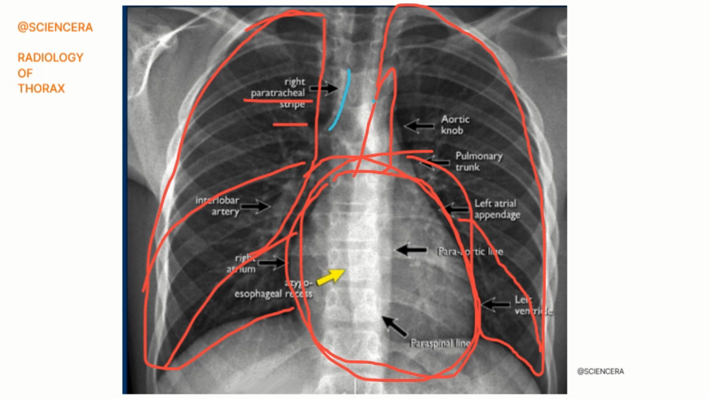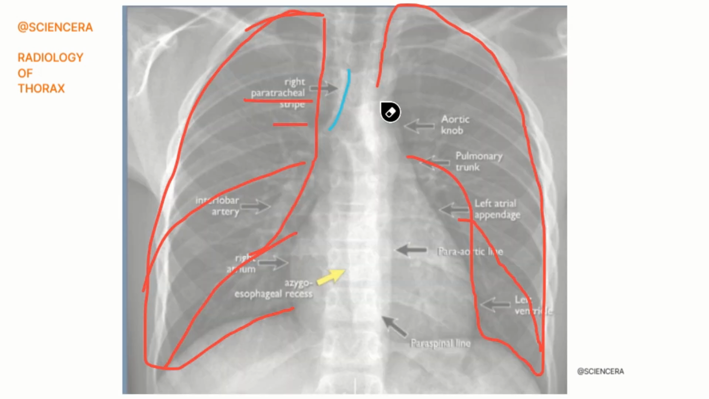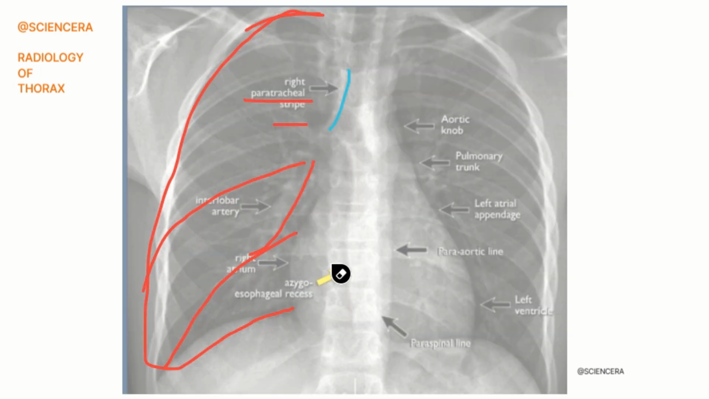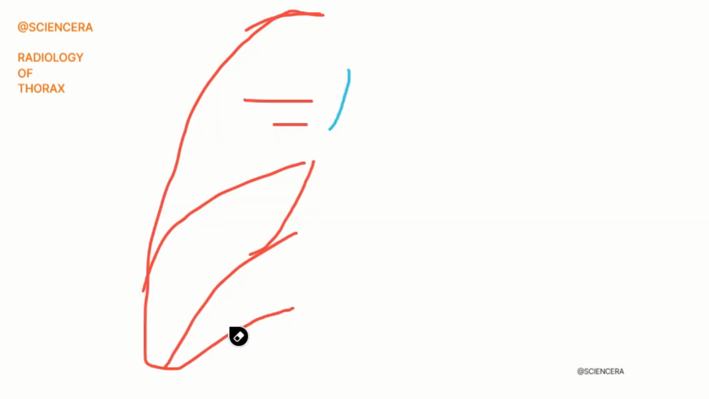Okay, then they also look for silhouettes. Let me erase these red parts for you, so it's easier for you to understand and we move forward from here. Okay, here you can see again the para-aortic line and the paraspinal line.